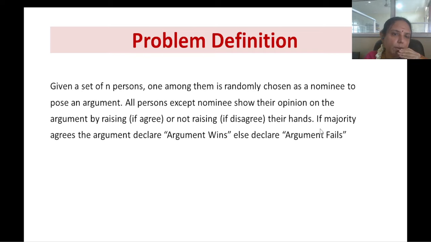Suppose that you are given a set of n persons. One among them will be randomly chosen as a nominee and will pose an argument. All other persons except the nominee will show their opinion by raising or not raising their hands. If they raise their hands, it means they agree with the argument. If they don't raise, they disagree. Finally, if the majority agrees, the output should be declared as argument wins, otherwise argument fails.